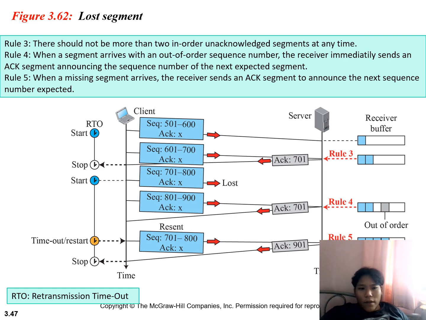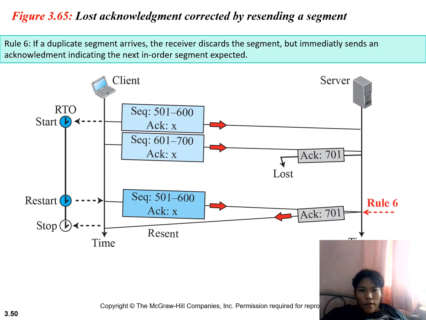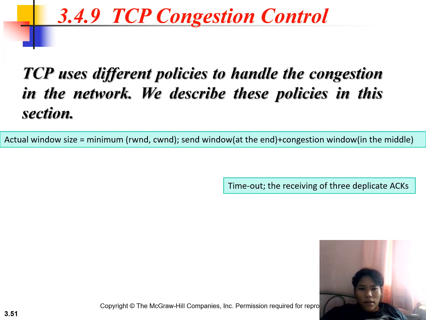Rule 4. When a segment arrives with an out-of-order sequence number, the receiver immediately sends an ACK segment announcing the sequence number of the next expected segment. Rule 5. When a missing segment arrives, the receiver sends an ACK segment to announce the next sequence number expected. Rule 6. If a duplicate segment arrives, the receiver discards the segment, but immediately sends an acknowledgement indicating the next in-order segment expected.